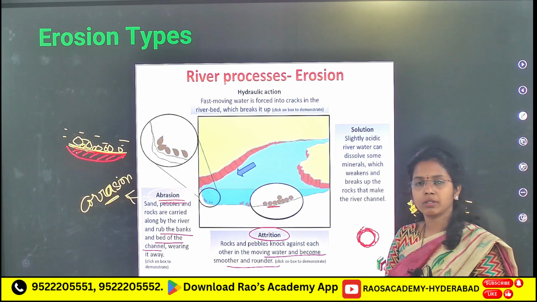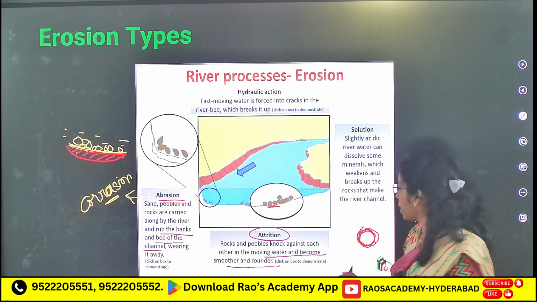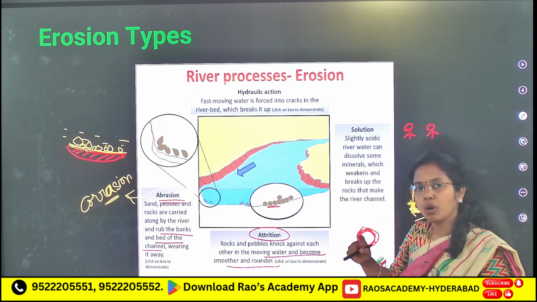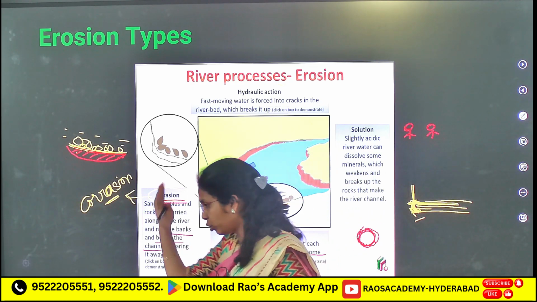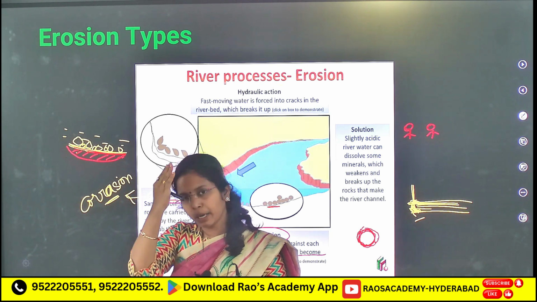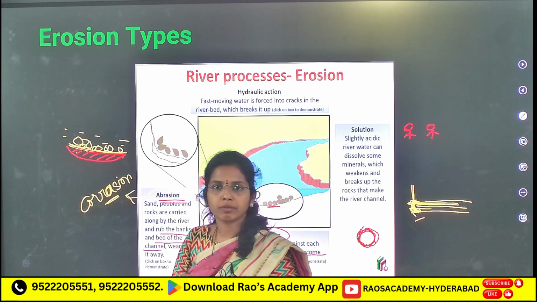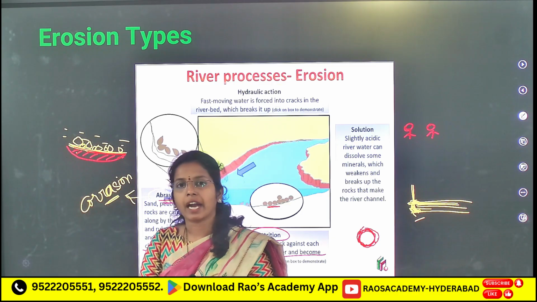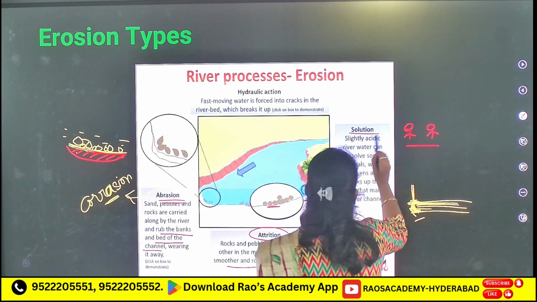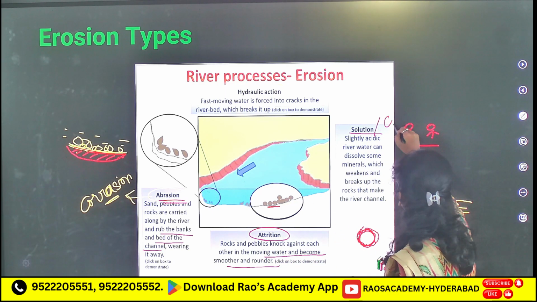Clear? For example, two persons are there. One person is walking and hits the wall. That is known as abrasion. Remember, the wall is like a river bed. Now when two persons hit their heads together, remember that is like attrition, two rock pebbles hitting. Clear? Next, solution. Here you will see chemical dissolution. This is known as corrosion.